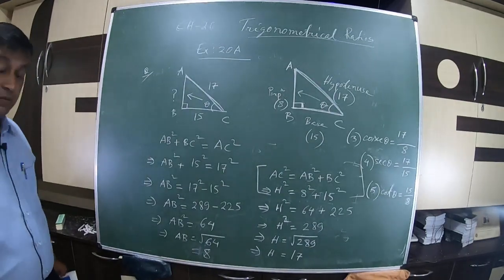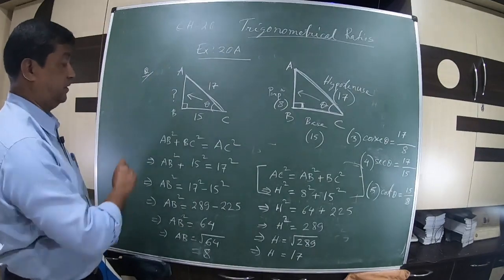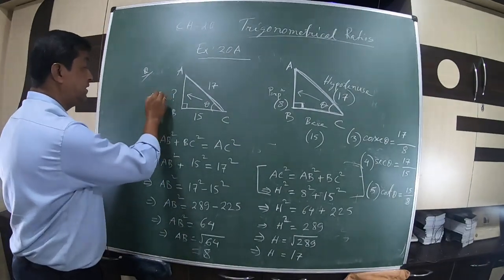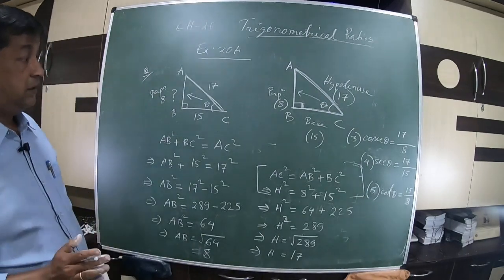Now you see, what is AB? That is the perpendicular. So what is the value of the perpendicular? That is 8. This is the perpendicular. In a similar way, you can find out the base also.